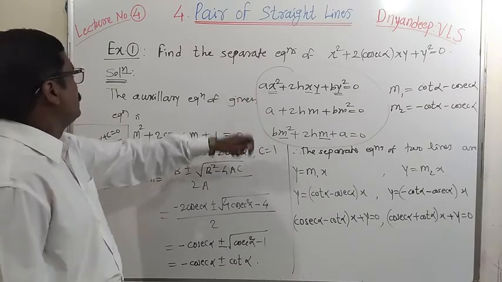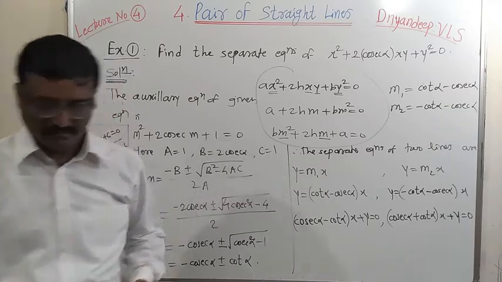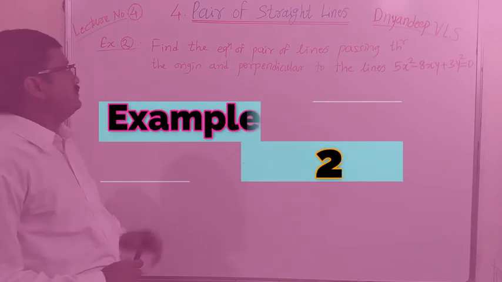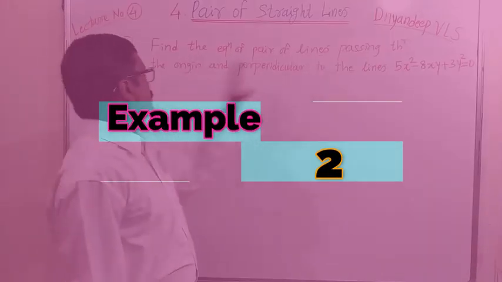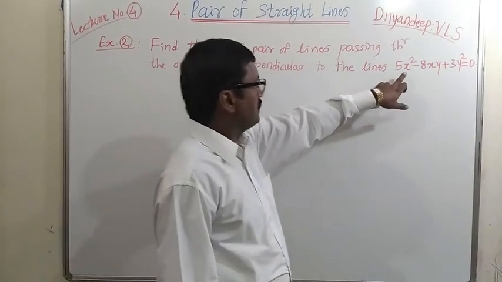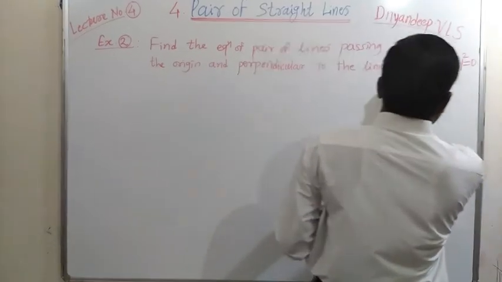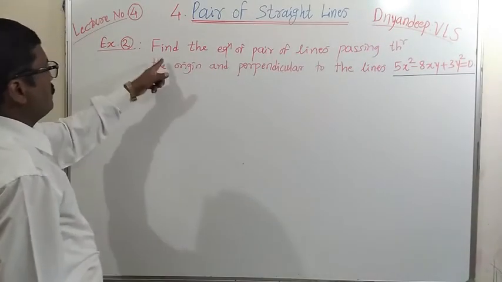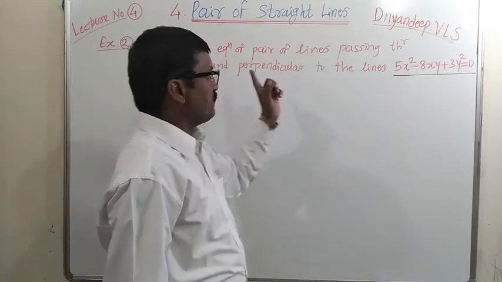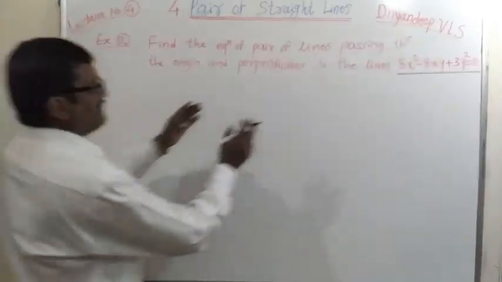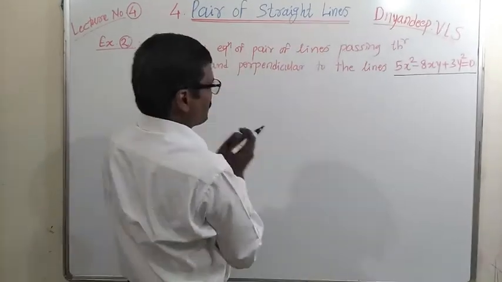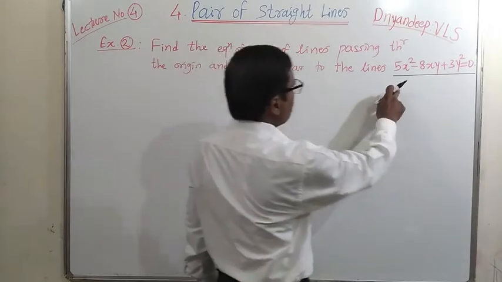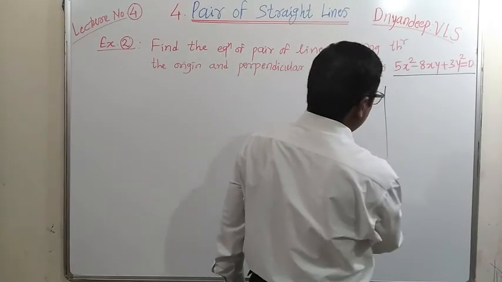Okay, now let us see example number 2. Find the equation of pair of lines passing through the origin and perpendicular to the lines given by this equation. In this example, the combined equation is given, and also we have to find the equation of pair of lines, meaning we want again the combined equation. But these two lines are different and these two lines are different. Obviously, this is again a homogeneous equation of second degree, so it represents two lines passing through origin.